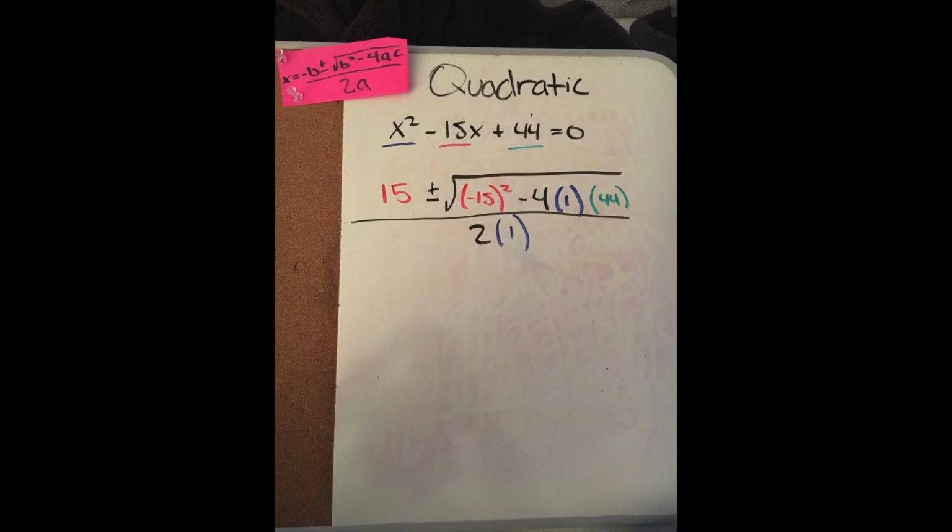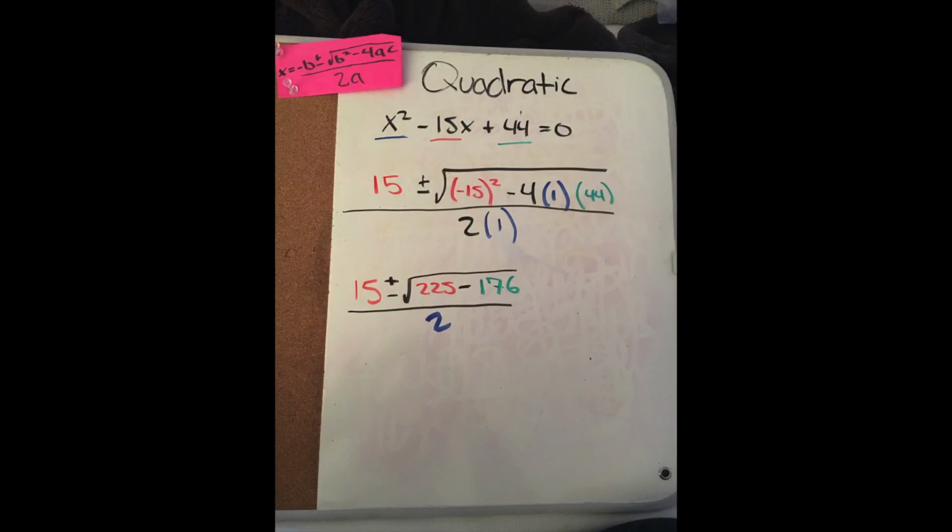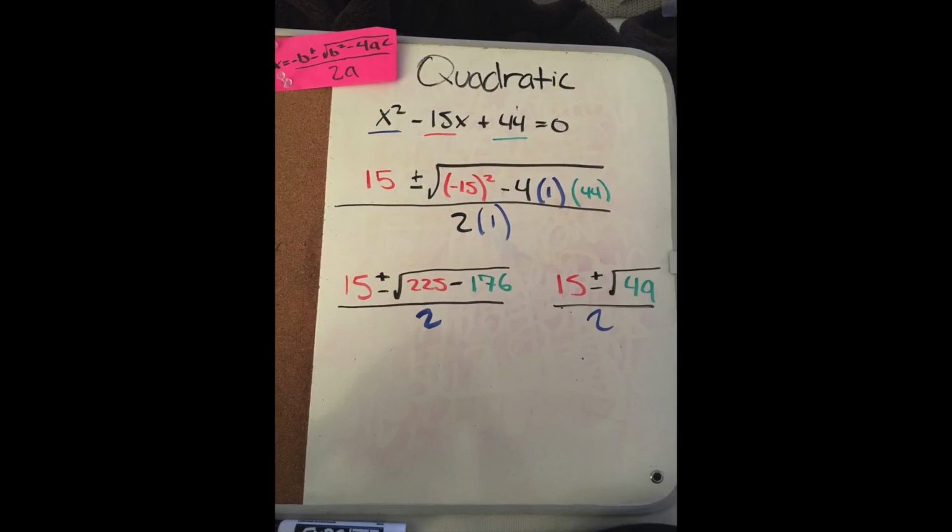Moving on to actually solving the problem. Everything inside the square root, when simplified, would become 225 minus 176. When we simplify 2 times 1, it just becomes 2. By further simplifying everything inside the square root, we can see this equals 49. At this point, we're going to want to separate this into two equations.